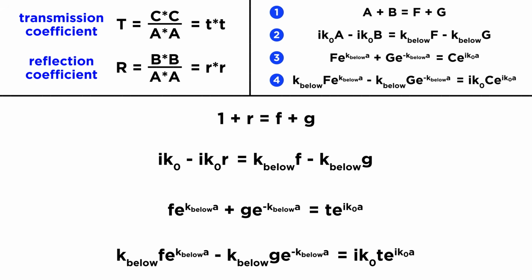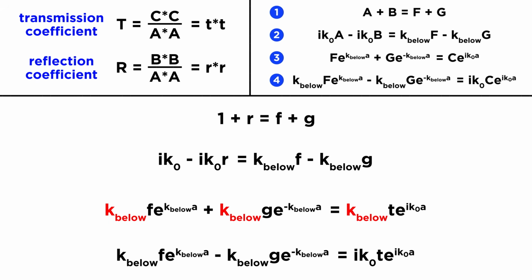To do this, we will have to perform some manipulations on this system of equations that are similar to what we learned when studying linear algebra. First, we will multiply the third equation by k below, so that will be a coefficient for each term now. Having done this, we are now able to add the third and fourth equations together.